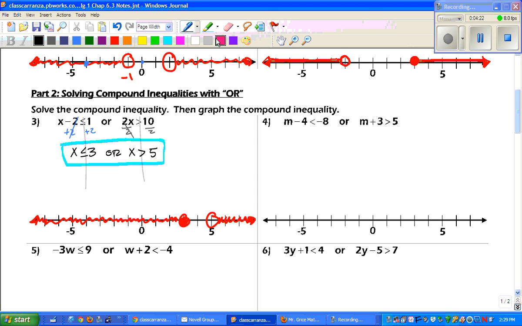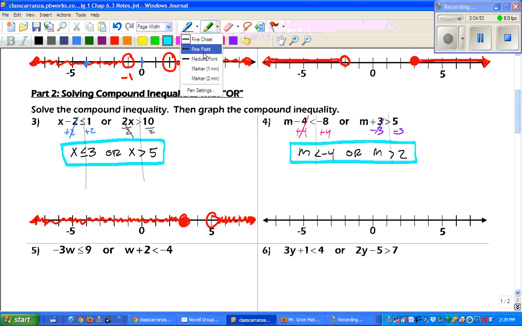All right, let's look at the next one. So we would have to add 4 to both sides. And we get m is less than -4. Then minus 3 to both sides. m is greater than 2. These are already in order, so there's our final answer. Now we just have to graph it, okay? So -4 is right here. We're less than -4. And then we're greater than 2.